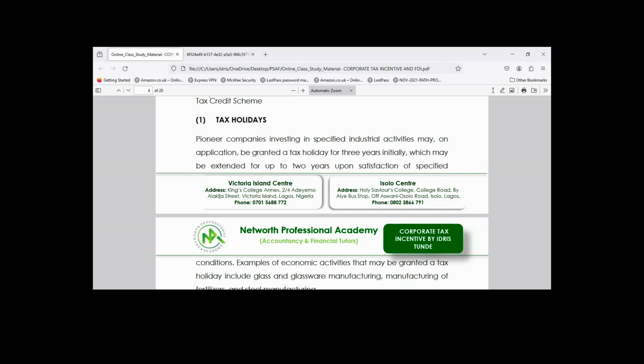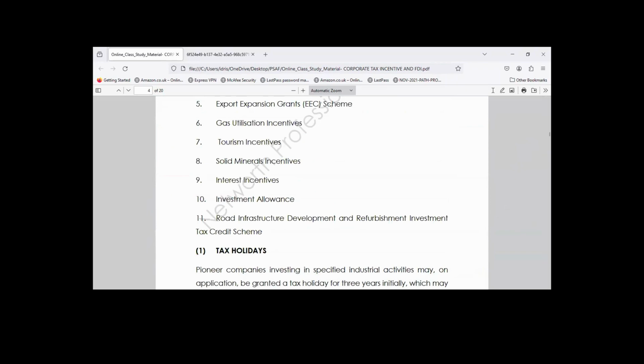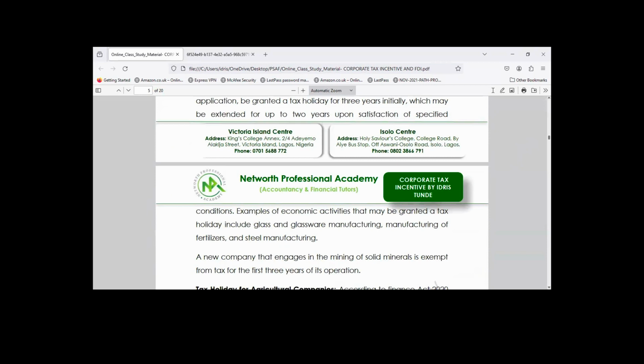So, such companies are called pioneer companies. The tax holiday means a holiday given to a pioneer company to encourage production of goods and services that will promote economic growth and development. Examples of such goods and services are textile, rubber, pharmaceutical products, agricultural products like production of rice, and steel manufacturing. All these will be given a tax holiday of 3 years.